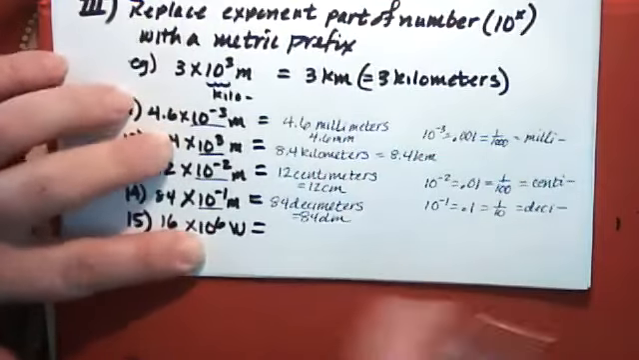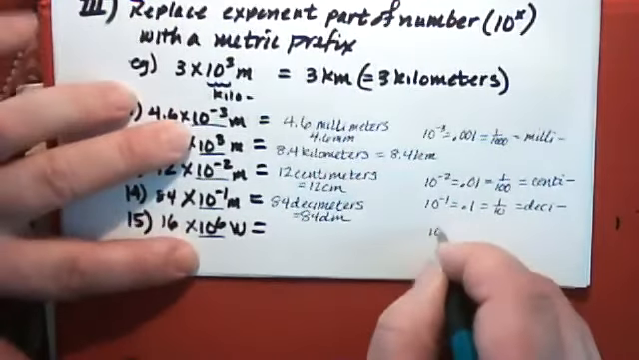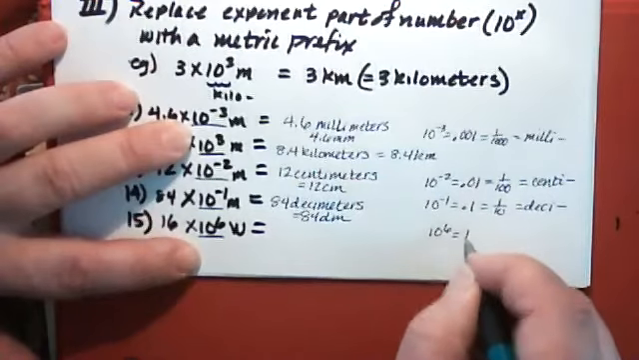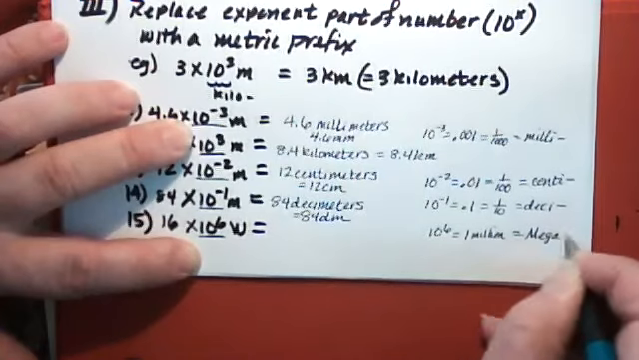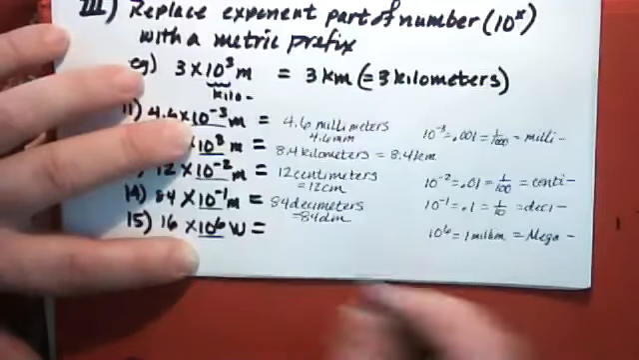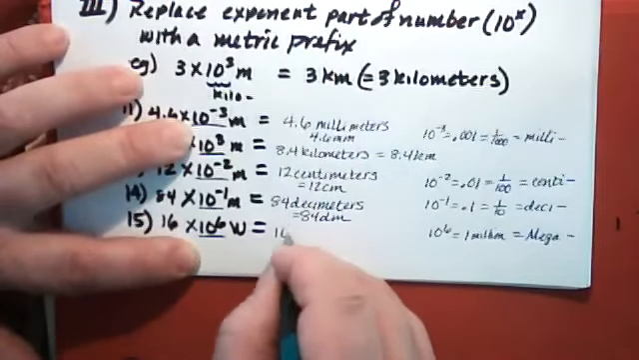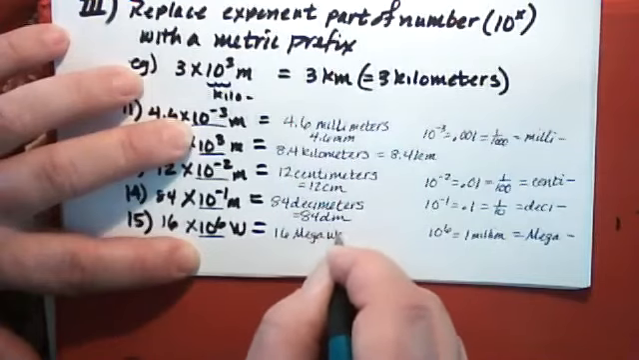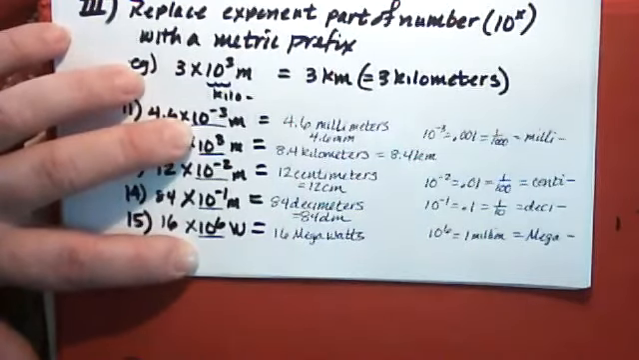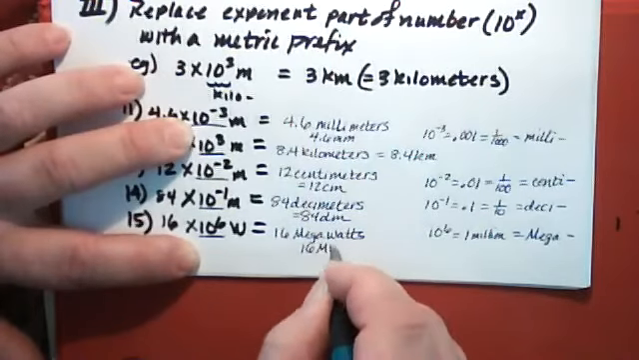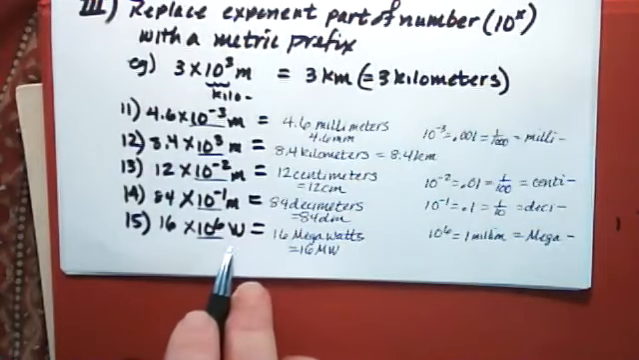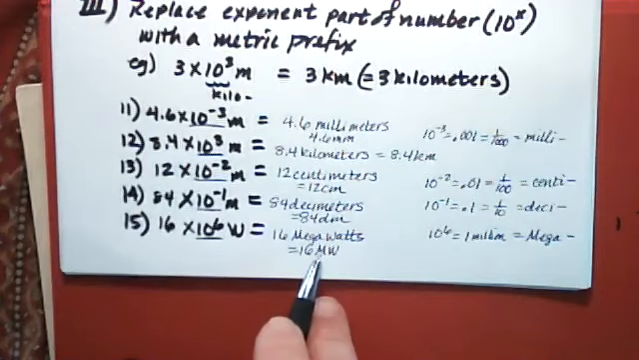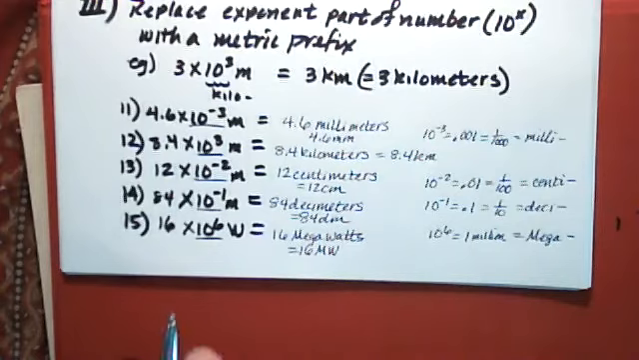Okay, exponent here is 10 to the 6th. 10 to the 6th is 1 million of something. And that would be the prefix mega. So 16 times 10 to the 6 watts would be 16 megawatts. And as the example showed, the symbol for watts is a capital W. You don't really have to know that right now, but the symbol for mega is capital M. So if you wanted to write it in shorthand, it would be 16 capital M capital W.